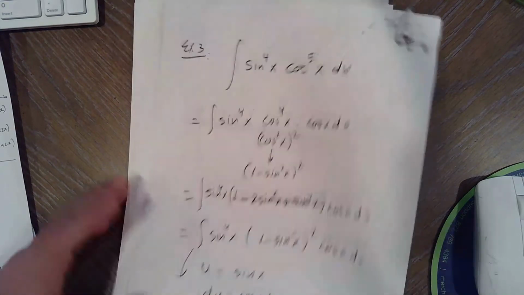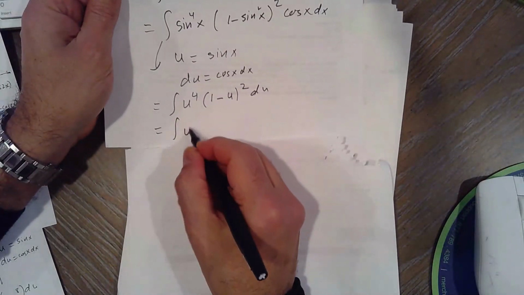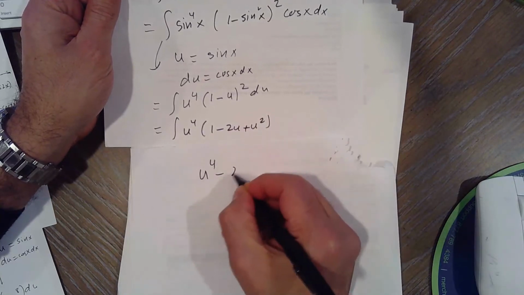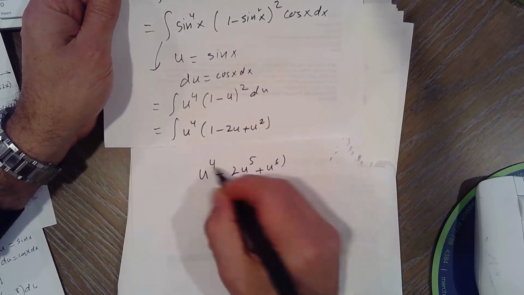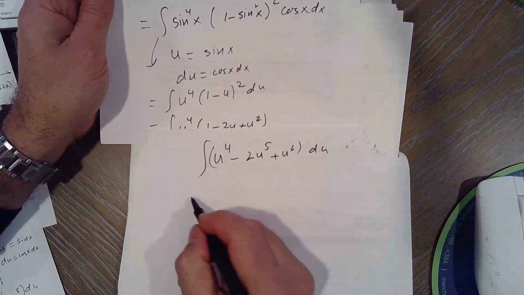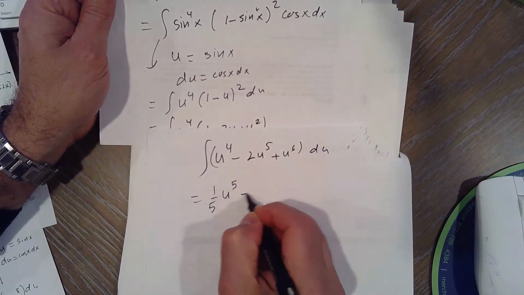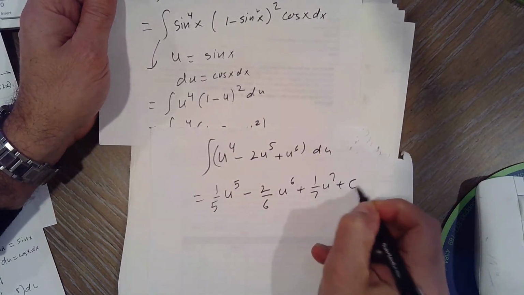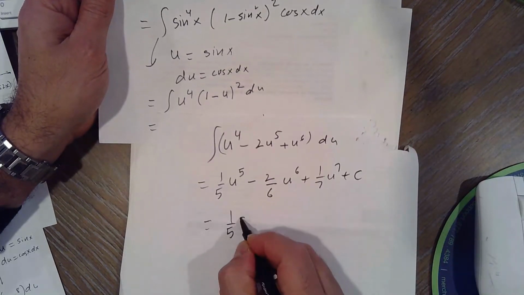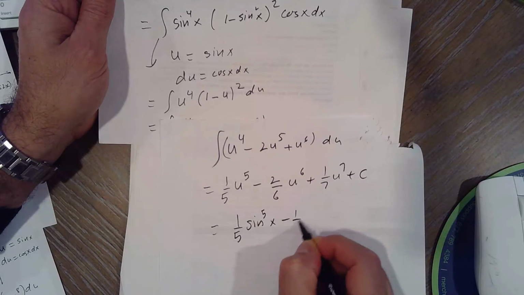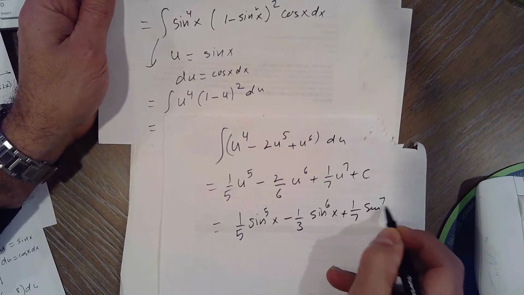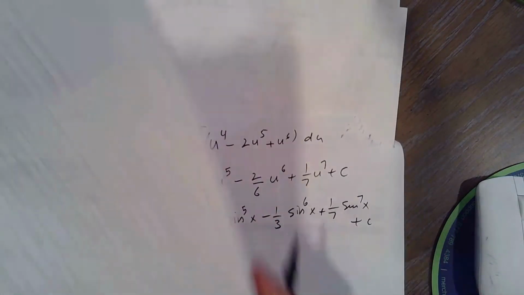So this is the integral of u to the 4, 1 minus 2u plus u squared. So that's u to the 4 minus 2u to the 5 plus u to the 6 du. So 1/5 u to the 5 minus 2/6 u to the 6 plus 1/7 u to the 7 plus c. So 1/5 sine to the 5th of x minus 1/3 sine 6 plus 1/7 sine 7th of x plus c. Pretty neat.